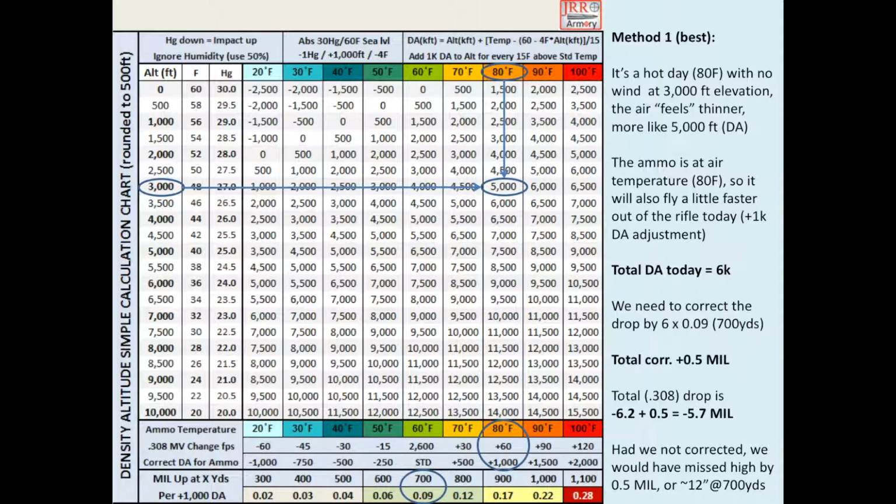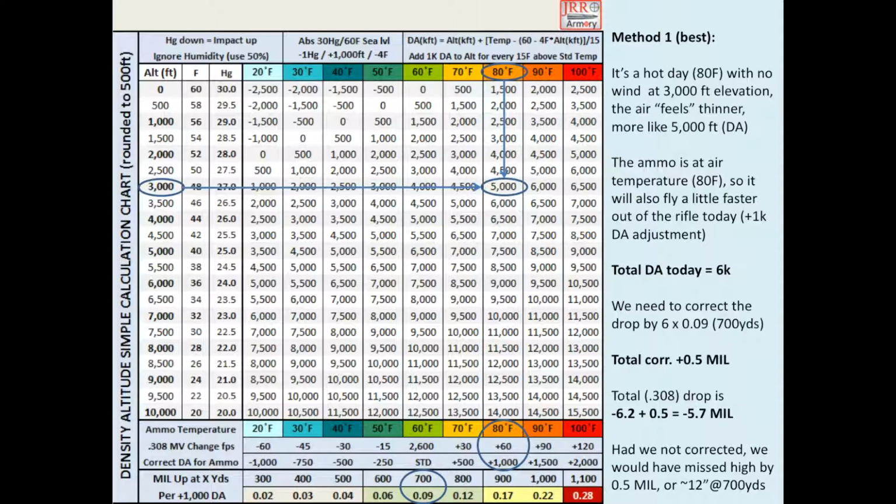So I need to correct the drop by 6 times 0.09. This uses the last portion of our chart. For every 1000 feet of equivalent density altitude, there is a certain correction factor. For the 700 yards, this is 0.09. So 0.09 times 6 equals, rounded, 0.5 mils. If we hadn't made the correction, we would have missed high by approximately 0.5 mils, or about 12 inches at 700 yards.